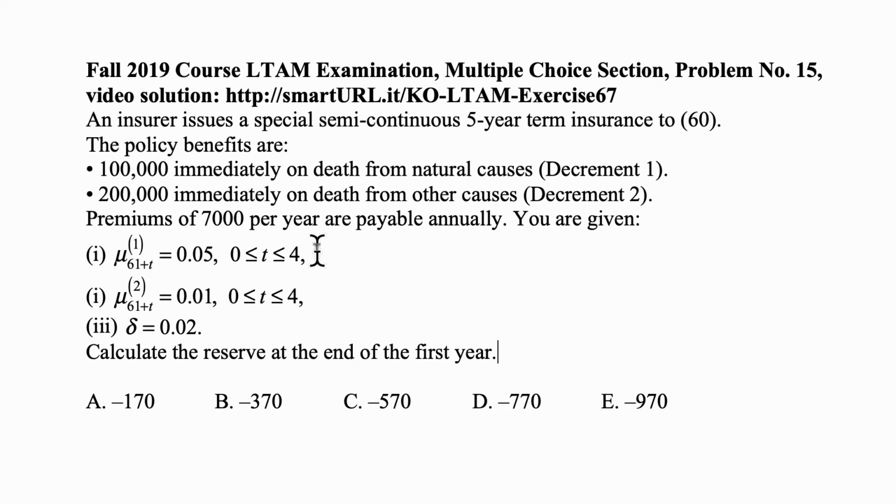Now notice that we have these forces only for t between 0 and 4. The insurance was issued to a 60-year-old, but this is for 61 and older. However, we're calculating the reserve at the end of the first year when the person is 61. So it's all consistent. And we have it only for 4 years, but the policy is a 5-year term insurance. So for a 61-year-old, there's only 4 years remaining of coverage.